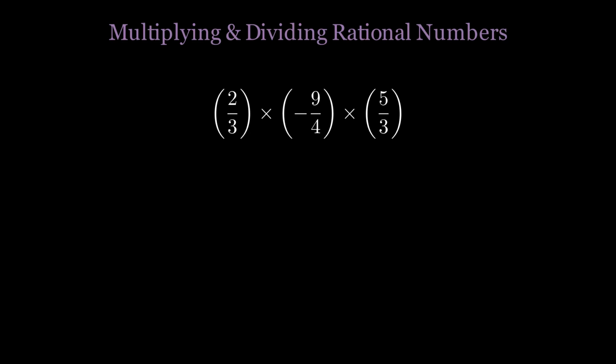Let's multiply three fractions isolated within brackets, 2/3 times -9/4 times 5/3. First, let's simplify our final sign. Because there is exactly one negative factor across the product chain, the entire final answer must turn out negative. Instead of multiplying giant numbers, we cross-cancel common prime factors.